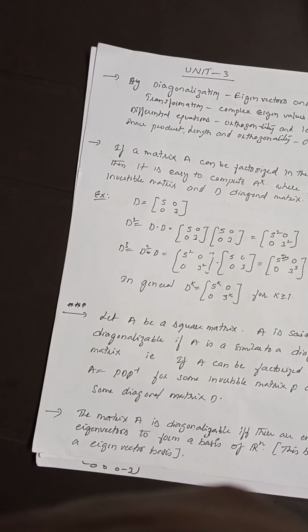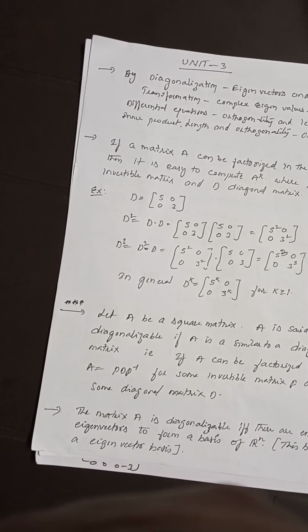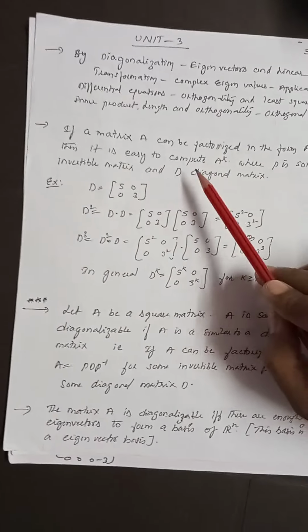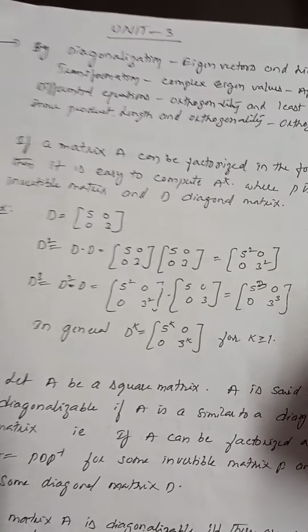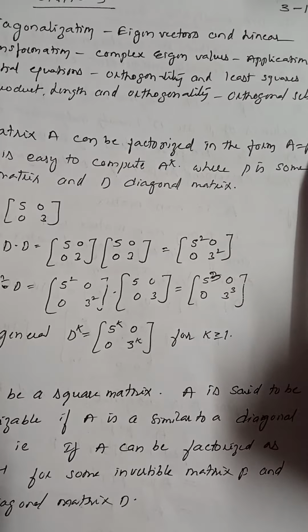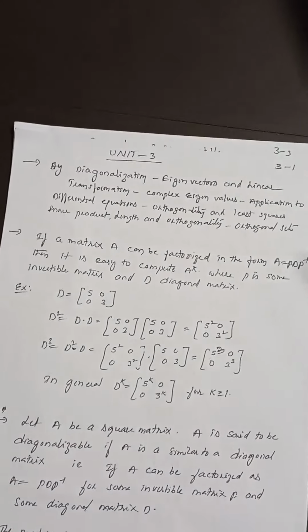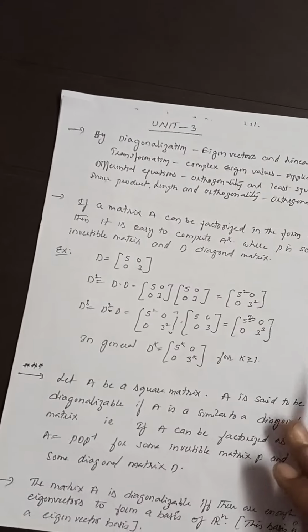We have to verify whether the matrix is diagonalizable or not, right? This is very important topic. Now, if a matrix A can be factorized in the form of A is equal to P into D into P inverse, then the matrix is said to be diagonalizable. Simple, right? Now, see here the definition.